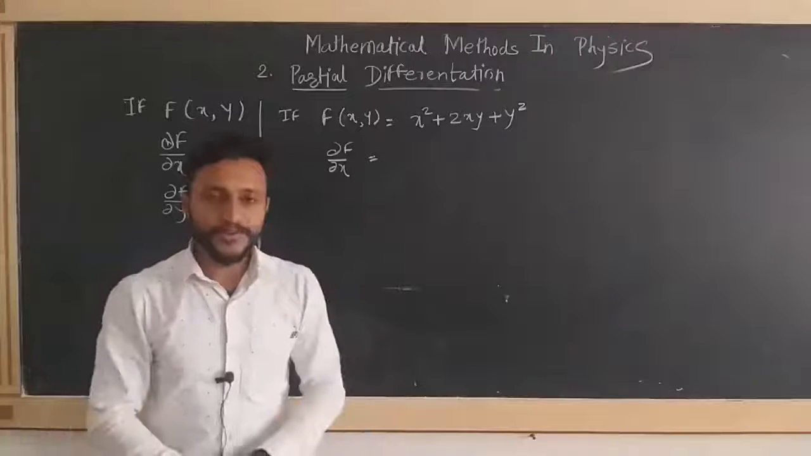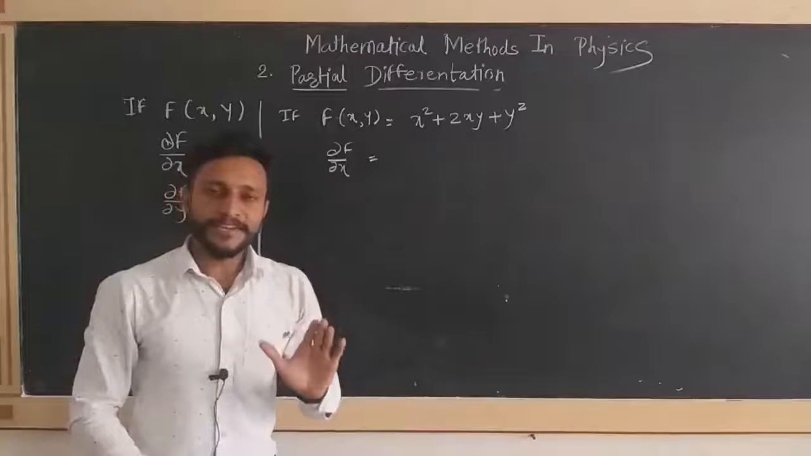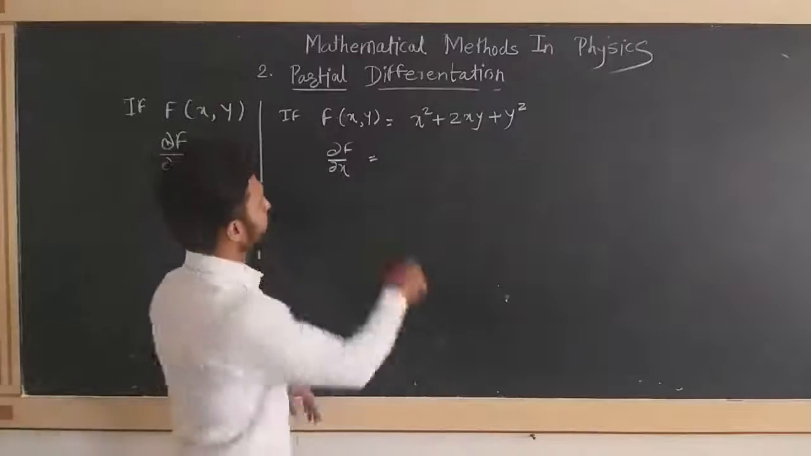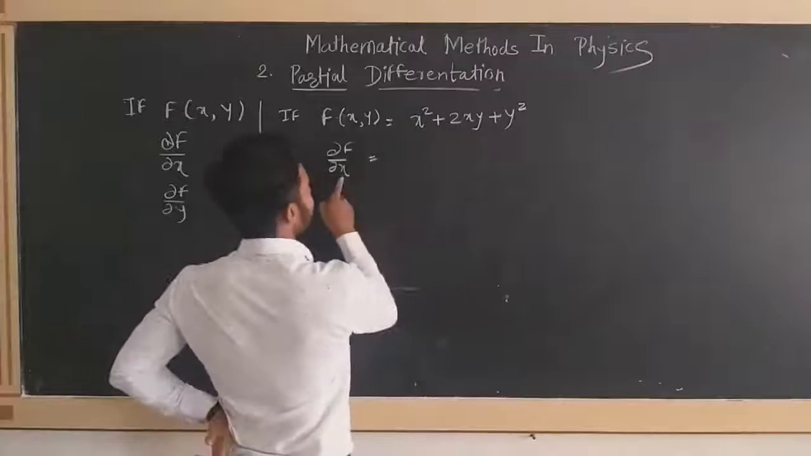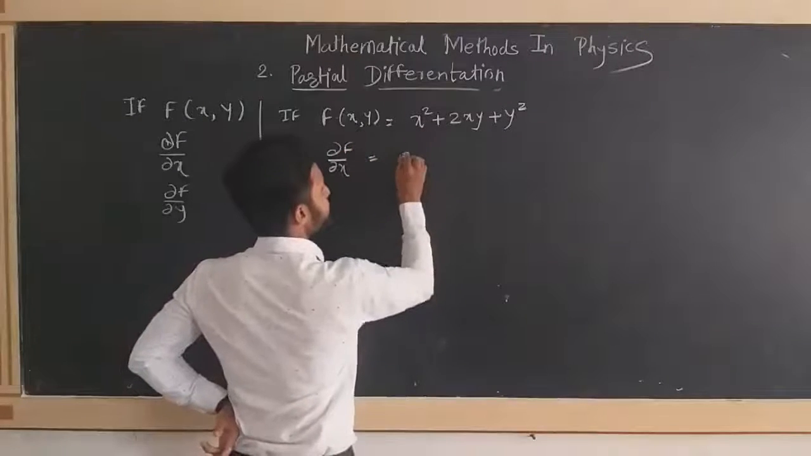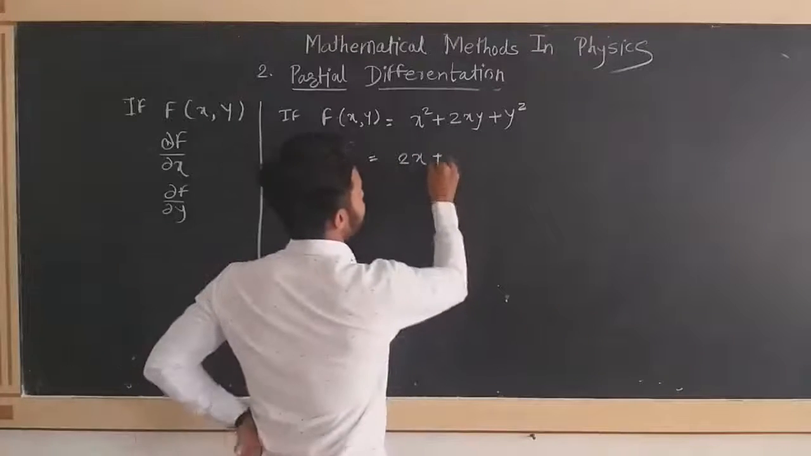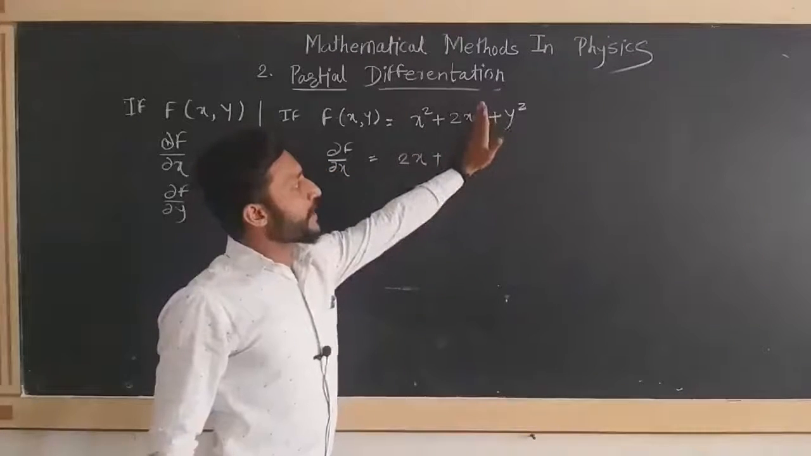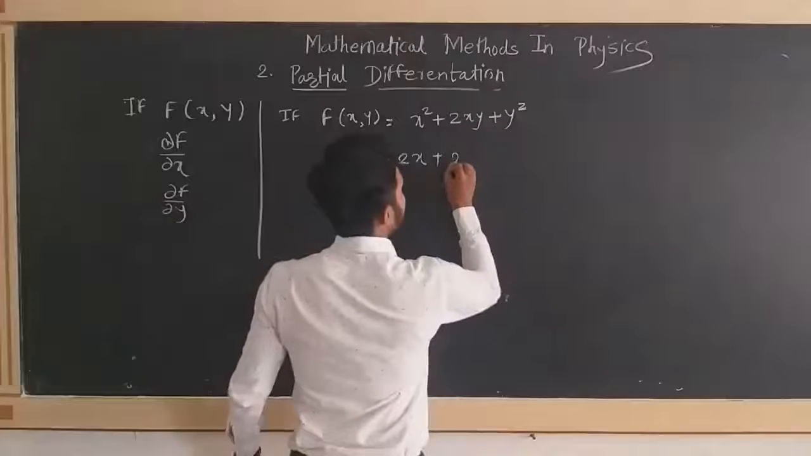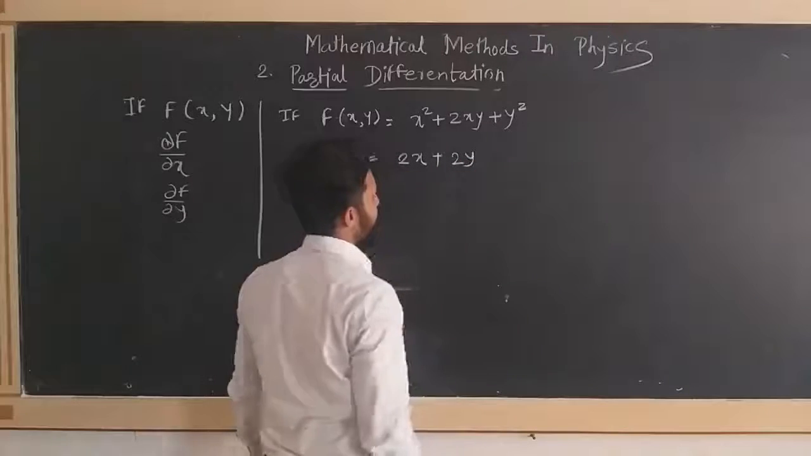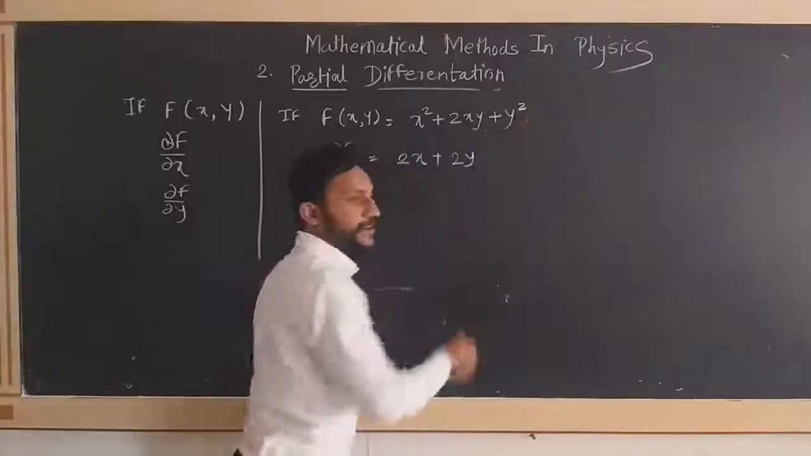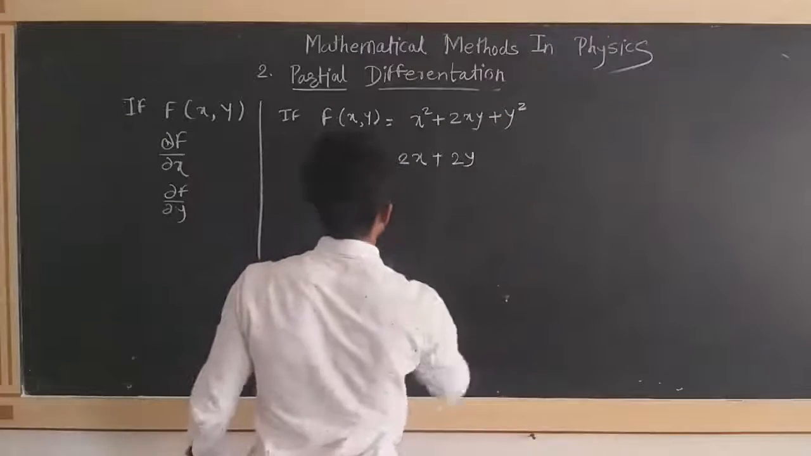So we know how to solve partial differentiation: differentiate the function with respect to one variable by keeping the others constant. So for ∂f/∂x, we first differentiate this function with respect to x. Simply do the differentiation: x square gives 2x, plus keep y constant and differentiate with respect to x, so we have 2y. And the differentiation of y square, a constant term, is 0, so no need to write it.